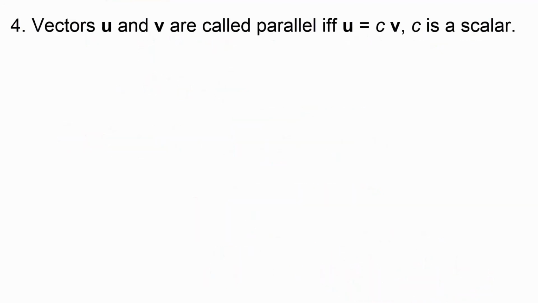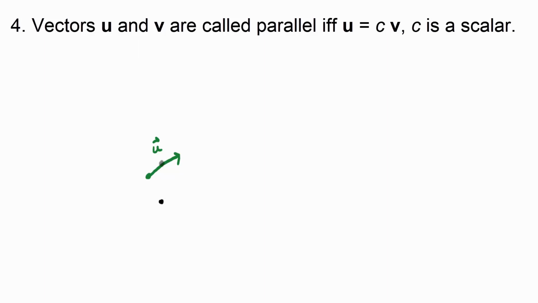Note number 4. Vectors u and v are parallel iff, that means if and only if. It's a shorthand way of saying if and only if. Vectors u and v are parallel if and only if u is equal to c times v, where c is a scalar. If you separate the pictures and you have a vector like u, maybe it looks like that, what would 2u look like?